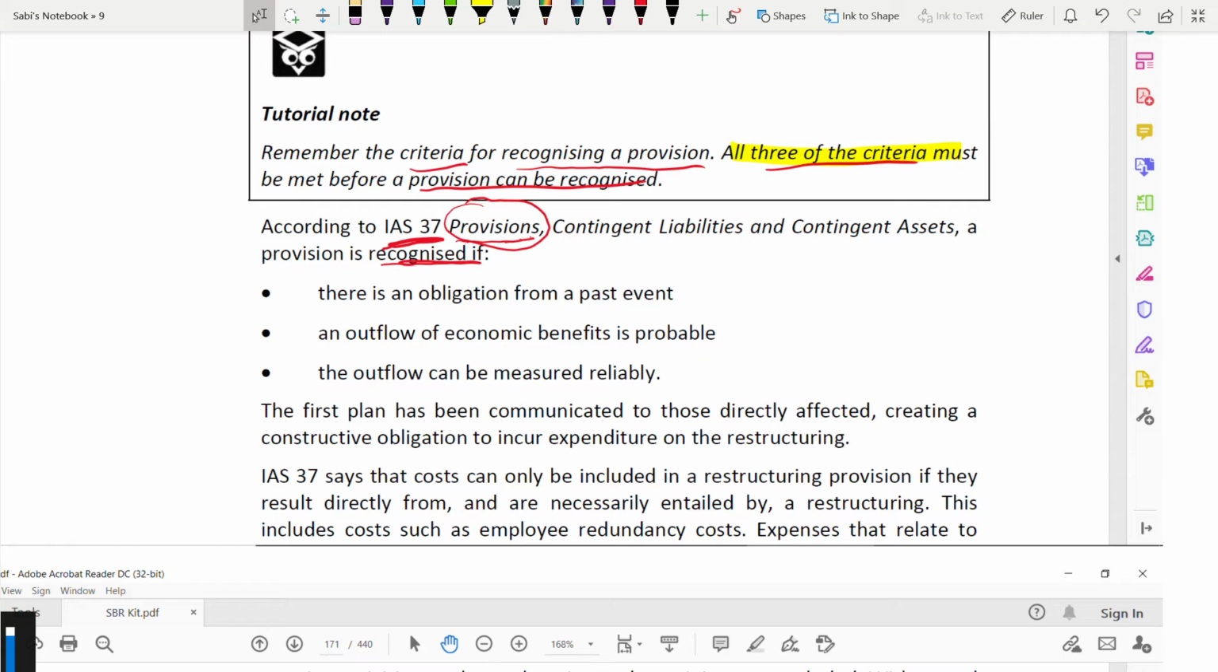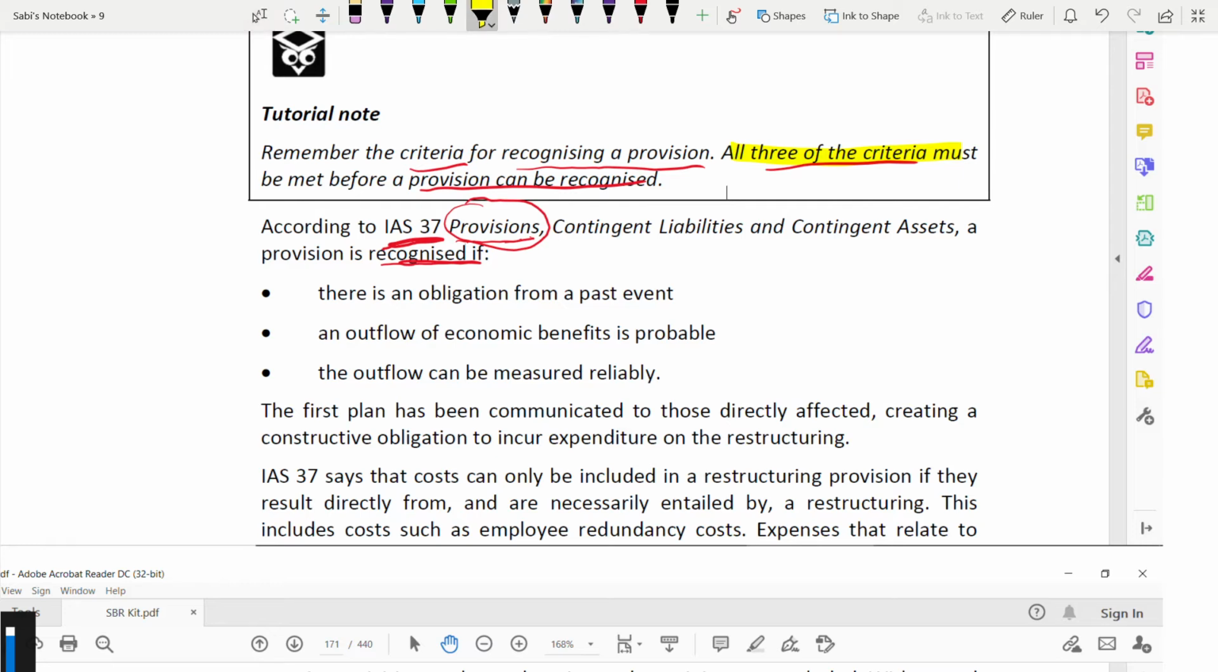So what are the three? When you're writing this answer, you can write in bullet points like how they've written, or on different lines, one after the other. You need to write the three criteria before you say whether this is a provision or not, and you need to memorize this. It's there in your IAS 37. If you don't go through IAS 37 to know how a provision is recognized, you will not be able to answer this question. So the first thing: there is an obligation from a past event.